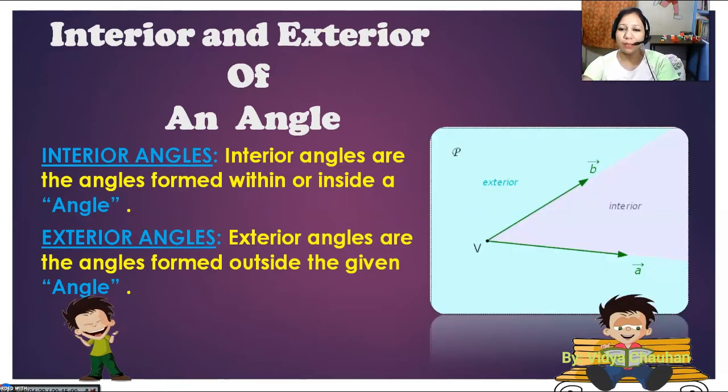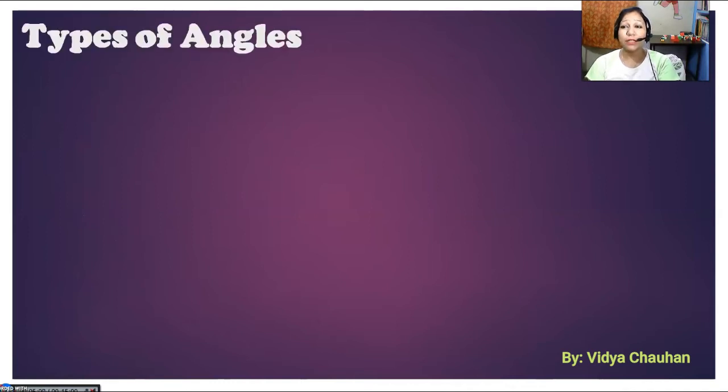As you can see in the picture, an angle is formed with vertex V and the portion colored gray. The portion covered inside these two arms, this complete gray portion, is called the interior portion of an angle. And the outside portion, outside these two arms, is the exterior portion of the angle. Clear, students? Now, the next is our types of angles.